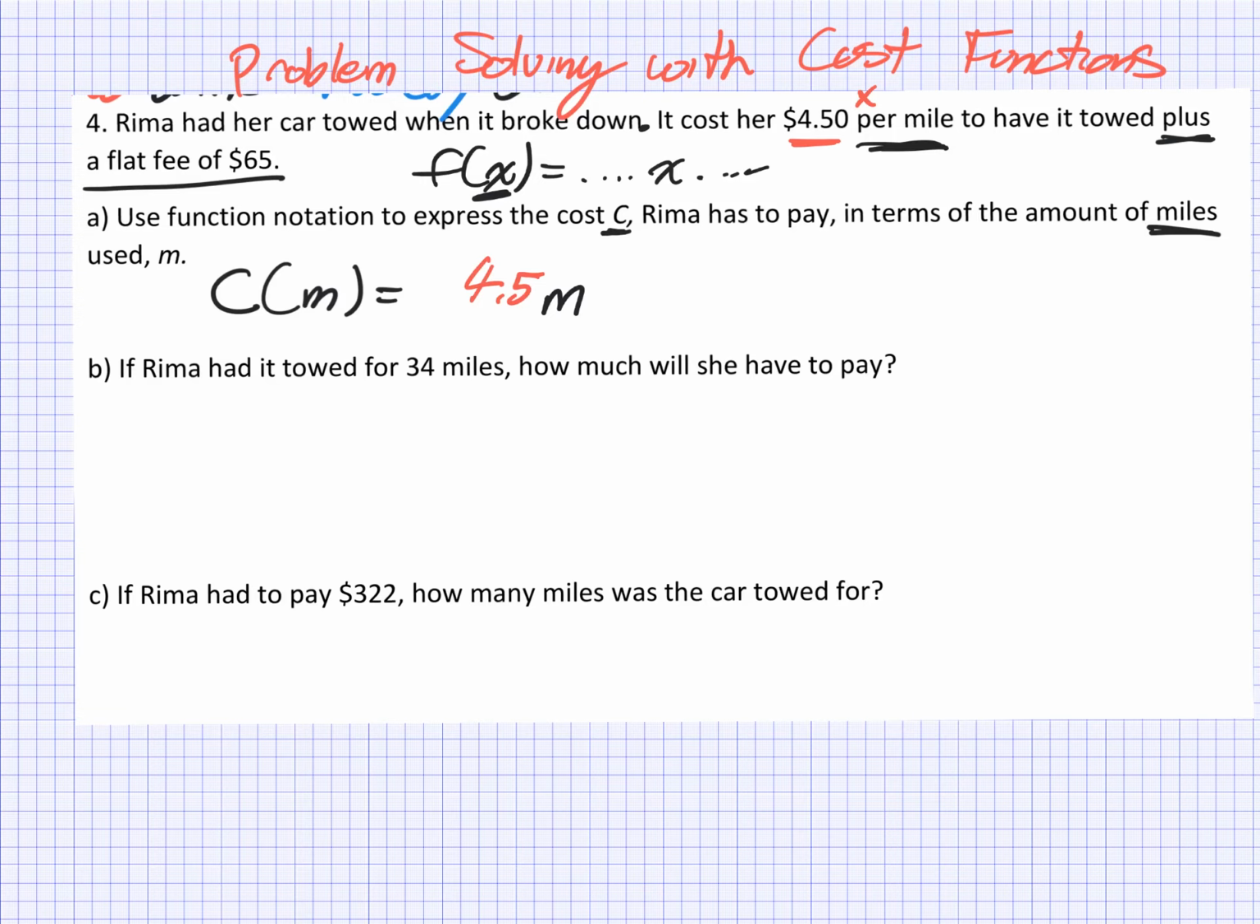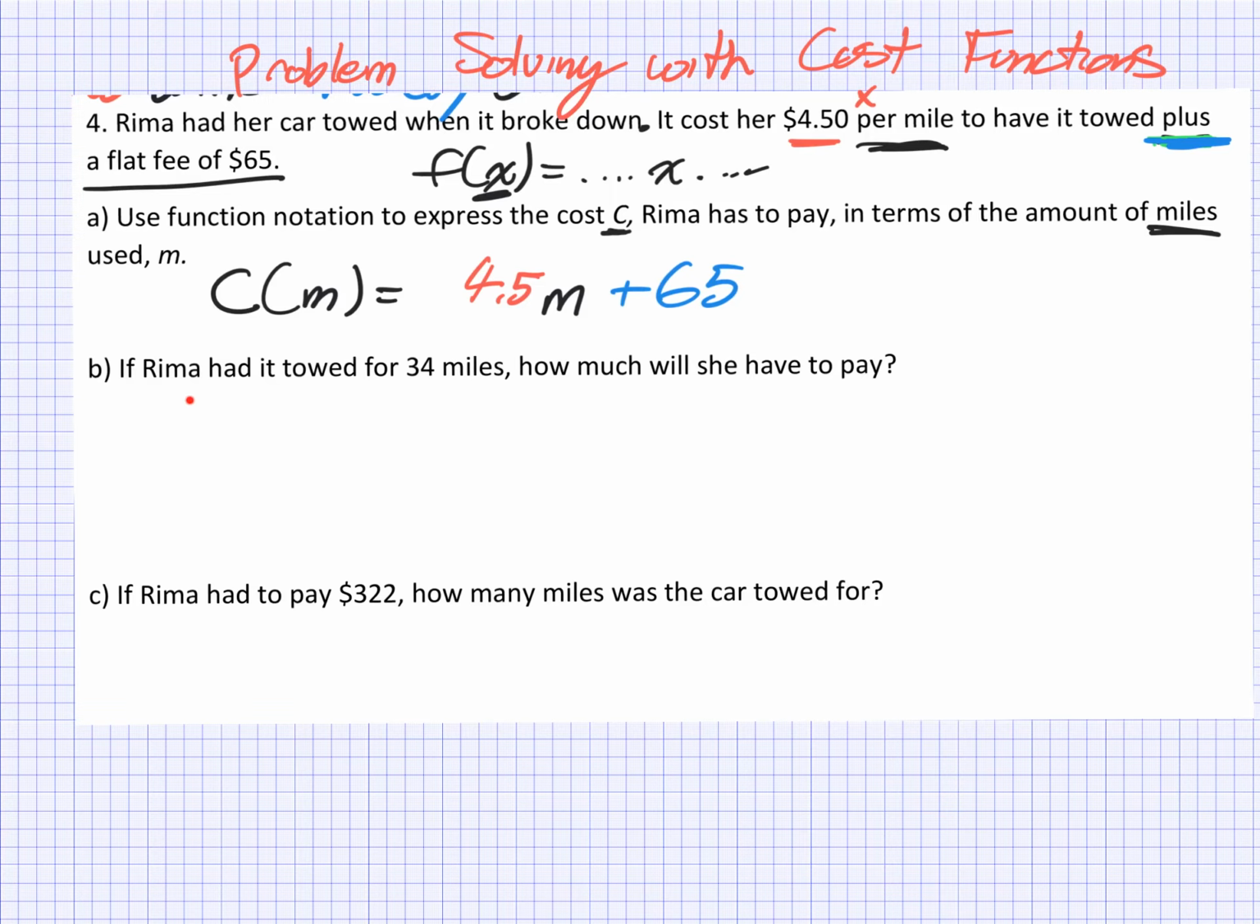The second part of this, though, is plus. And we know that plus usually refers to addition. A flat fee of $65. So let's do it in blue. Blue shows up a bit better. So we have plus $65. And that's the entire equation here. So we know that when Rima has her car towed, she's got to pay $65 for the person just to show up. And then depending how far it gets towed, every mile costs her another $4.50. Okay, so we've built our cost function.